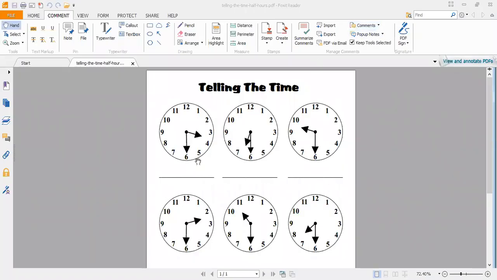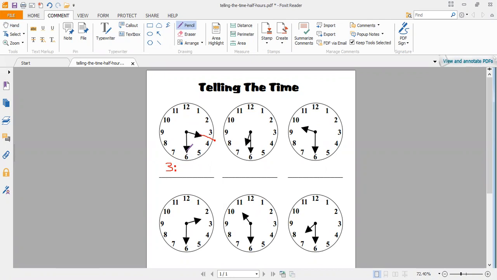How can we read this clock? We said that we're going to start by looking at the hour hand. The hour hand here points between 3 and 4. It didn't reach 4 yet. It's out from 3 going to 4. It didn't reach 4 yet, which means it's still 3.